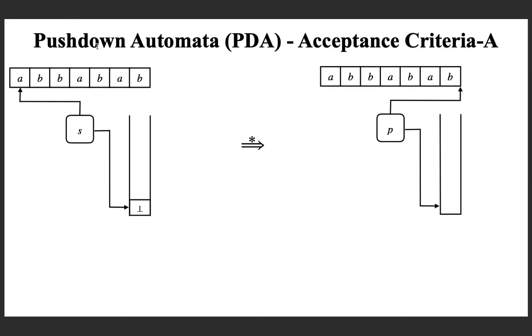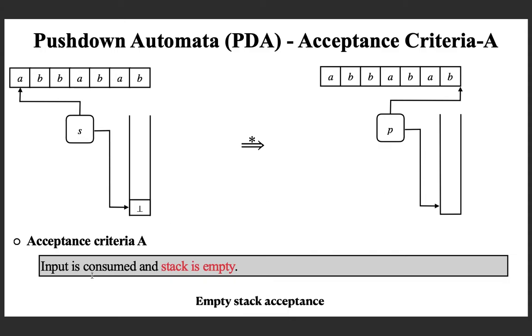So this is the initial state for any pushdown automata. The read head pointing to the first input symbol. Start state is the state to begin with, and the stack content will be this for any input and for any pushdown automaton. That is only bottom of the stack symbol. And you accept in this case, when you finish reading the input, the stack is empty. That means the criterion is input is consumed and the stack is empty, and that is the acceptance criteria A, which is what is called empty stack acceptance.